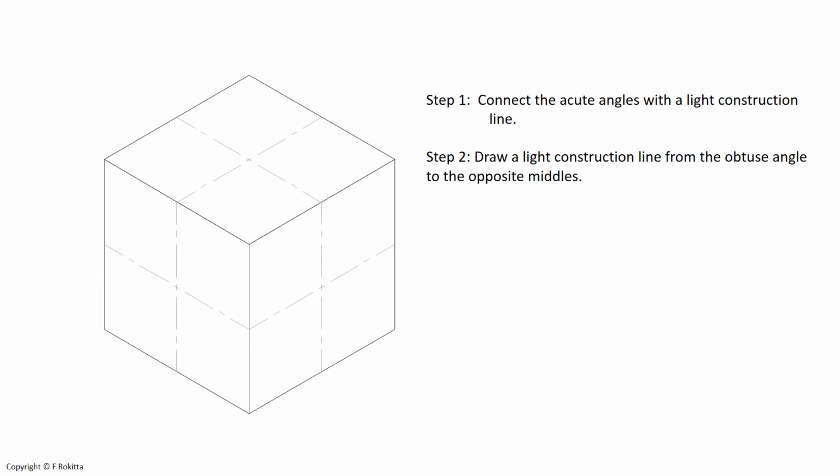Our first step will be to connect the acute angles of the side that we have chosen with a light construction line going through the center of that side that we are drawing on. The next step is to draw a light construction line from the obtuse angles of that plane to the opposite middles where the center lines meet the edge of that plane.